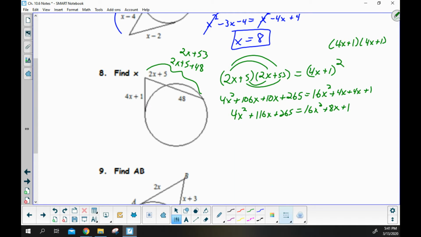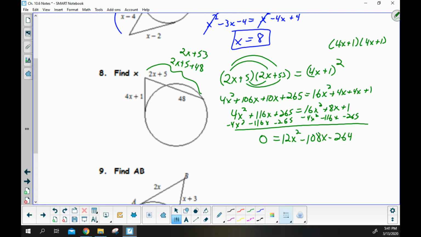All right, since my 16x squared is my biggest number with powers, I'm going to move everything to the right. So I'm going to subtract 4x squared. I'm going to subtract 116x. And I'm going to subtract 265. Not going to be pretty on one side, but we're going to make do. So that's going to give me 0 on my left equals 12x squared minus 108x minus 264.